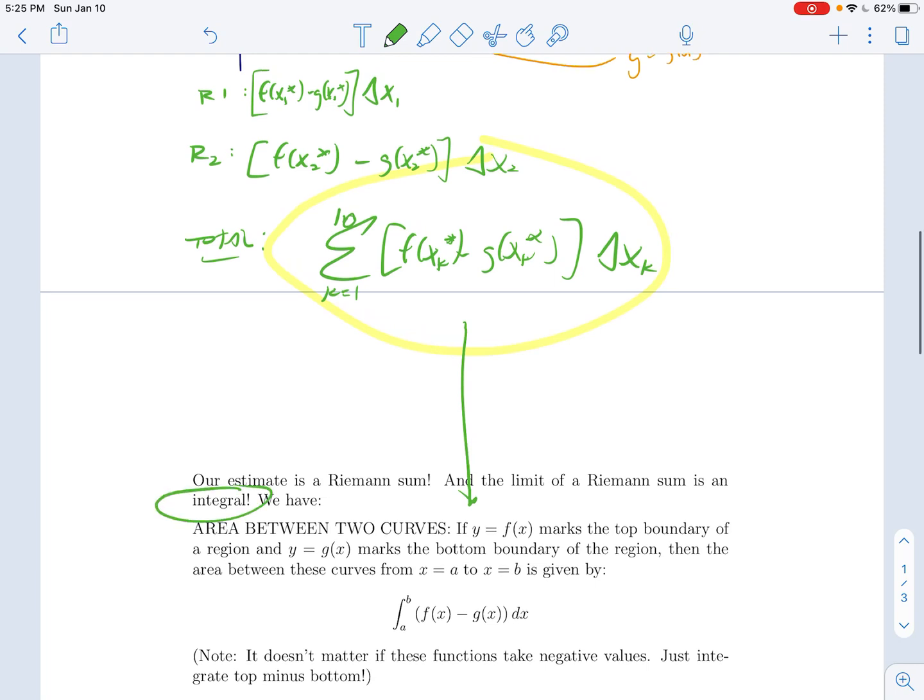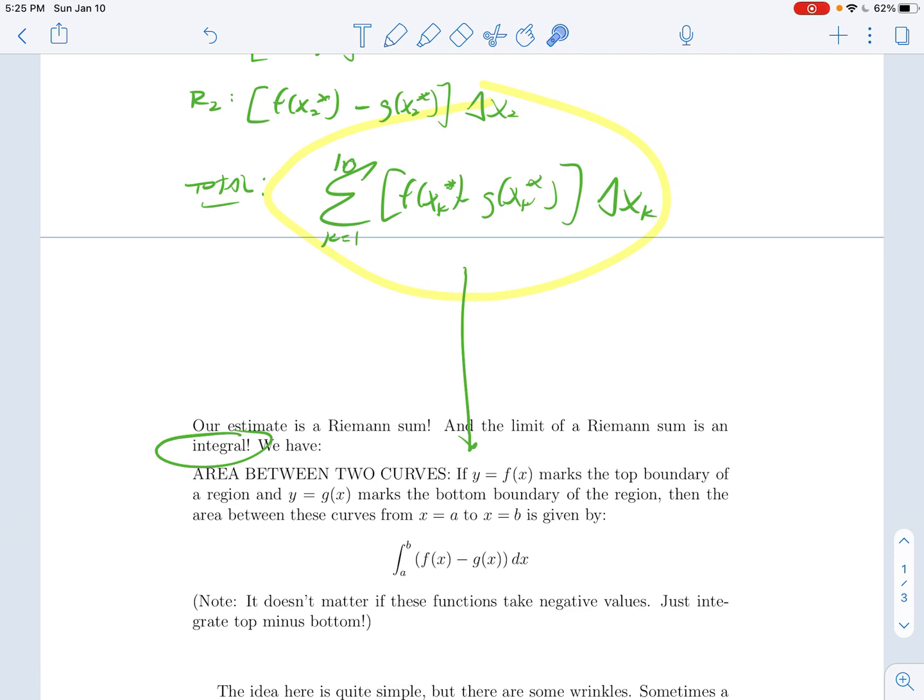So here's the formula you want to know. If we have a situation where a function y equals f of x marks the top boundary of a region, y equals g of x marks the bottom, and we start at x equals a and end at x equals b, then the area is given by this formula. That attempt to estimate it with rectangles turns into a definite integral of this new function, which is basically the top minus bottom function. This is measuring the height of the region as we go across.